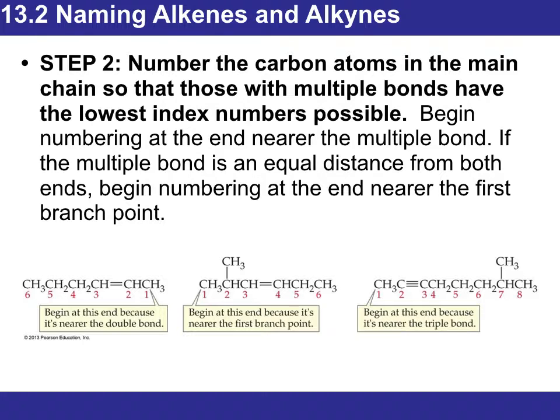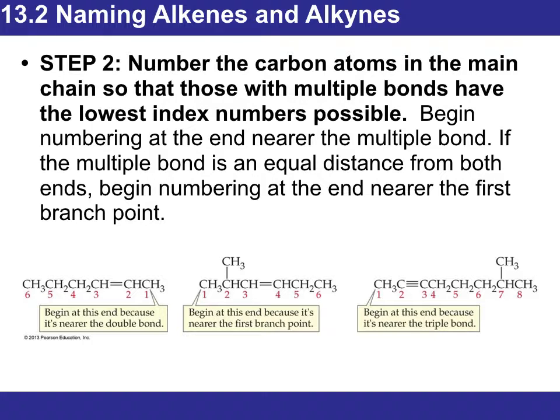But here, if I number the carbon from left to right, the carbon number 2 is the one that holds the triple bond. If I were to number the carbon from right to left, that would be carbon number 1, 2, 3, 4, 5, 6 that will hold the triple bond. So I will go with the left side, not the right side, even if I have a substituent on carbon 2 if I were to label them on the right to left side.